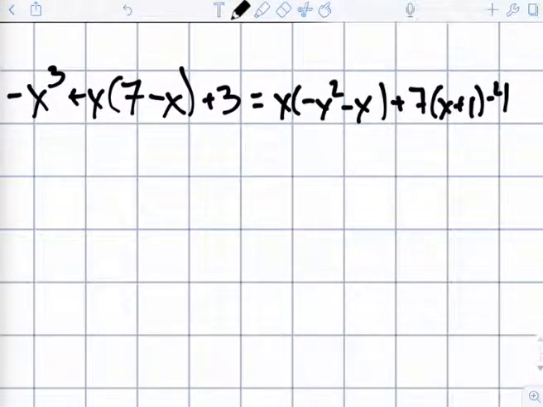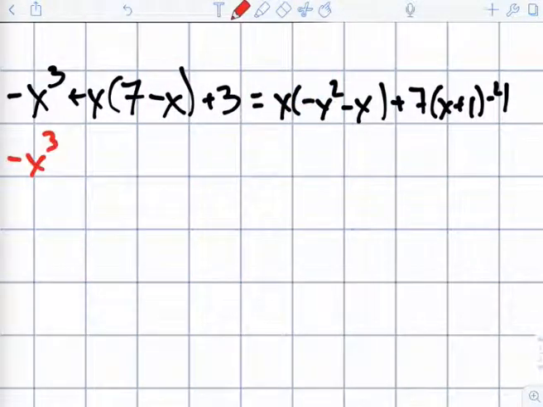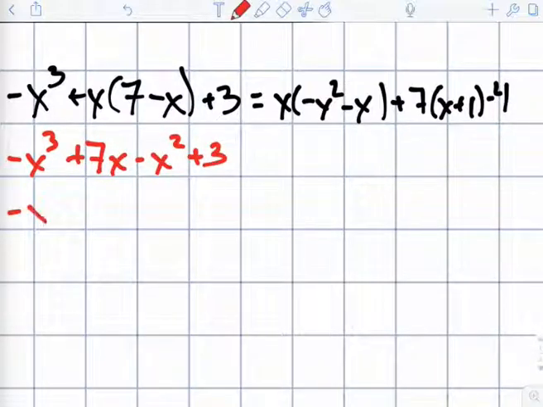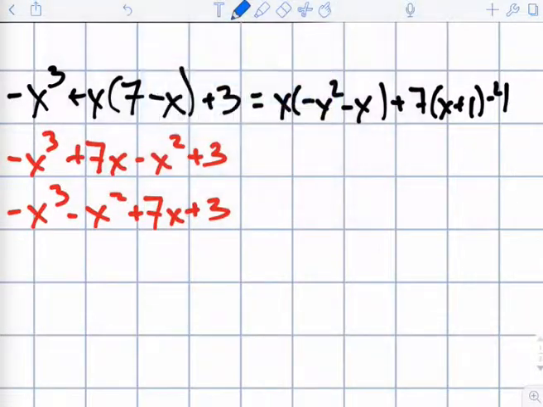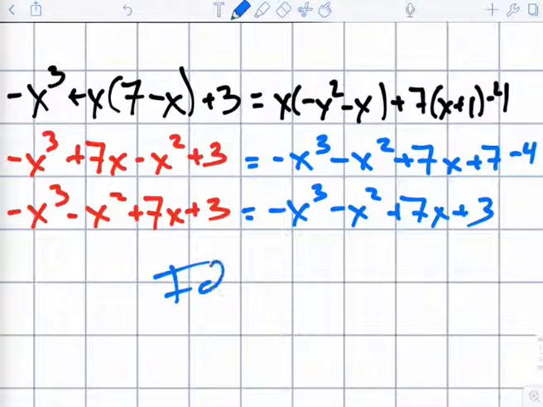I'm going to simplify both sides here. Negative x cubed plus 7x minus x squared plus 3. So that's negative x cubed minus x squared plus 7x plus 3. Okay, doing the other side, I get negative x cubed minus x squared plus 7x plus 7 minus 4. So that does indeed equal the same thing. So that makes it an identity.